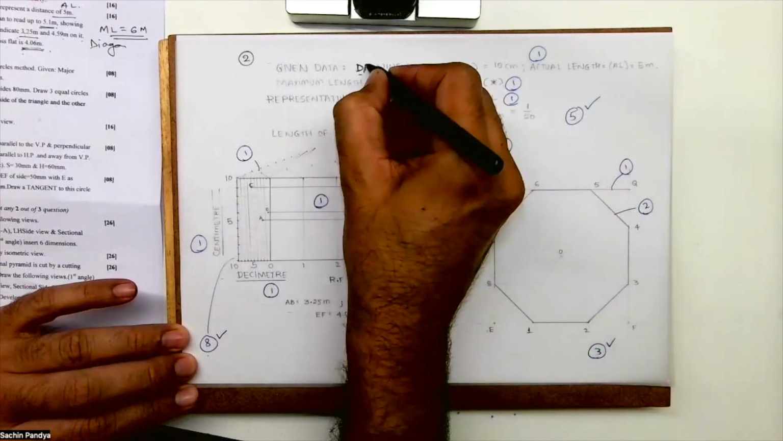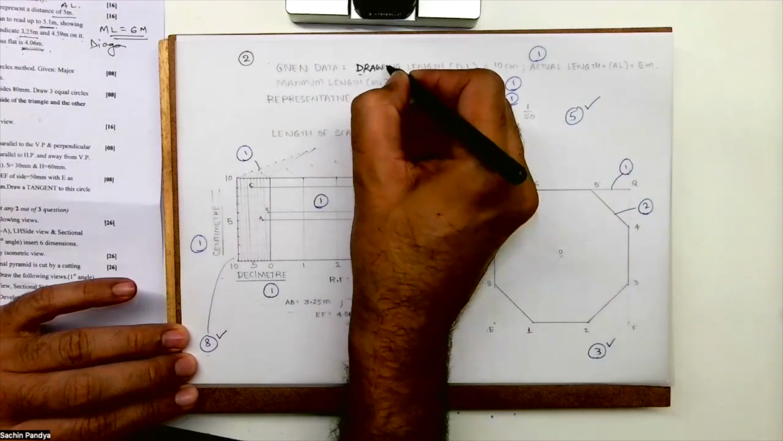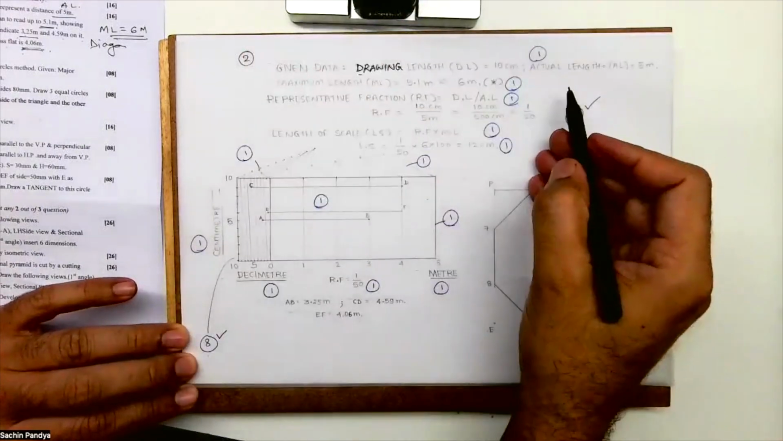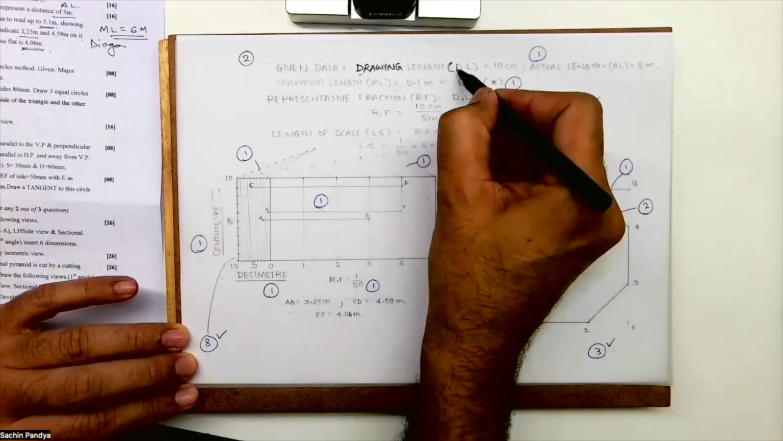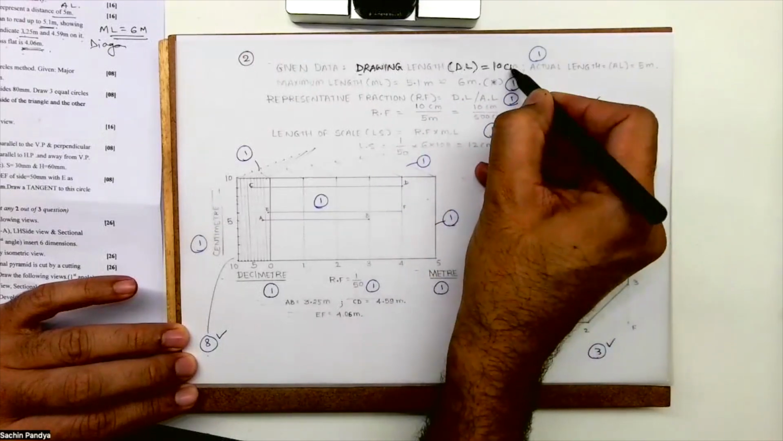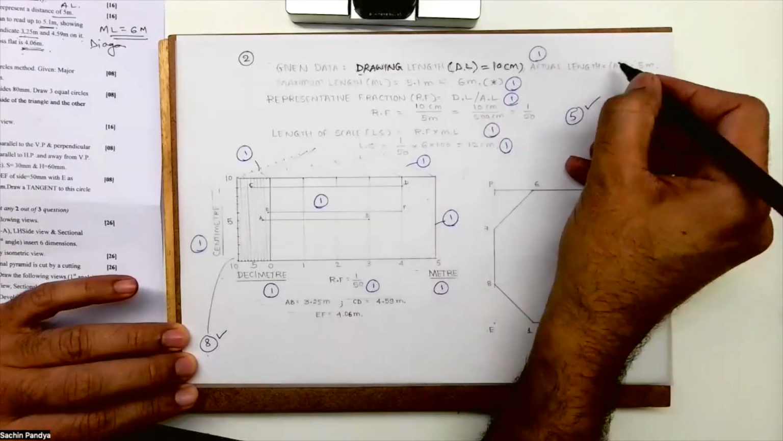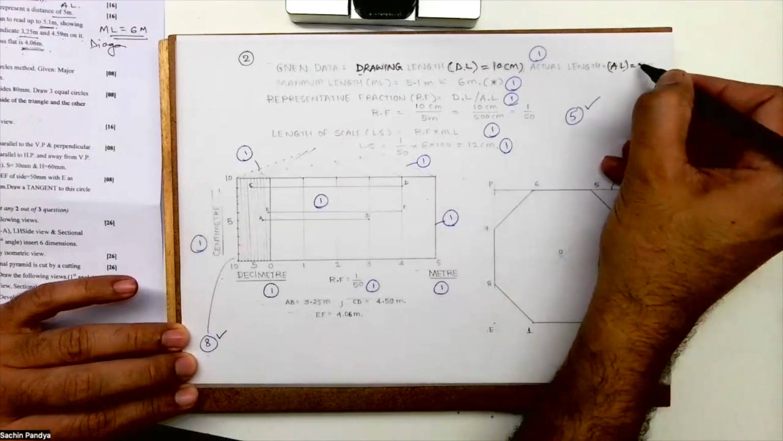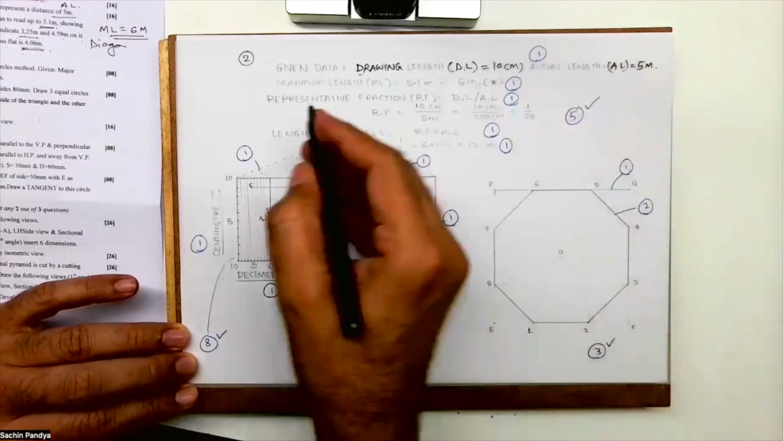I hope you people can see. So first we need to draw the guideline. And then we have to write the drawing length. So how much is the drawing length? Drawing length is 10 centimeter. What is the actual length? You write actual length, and you write in bracket also, it is 5 meter.